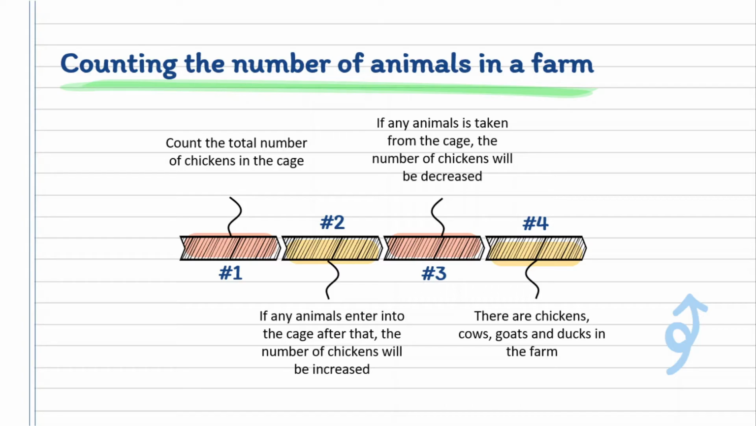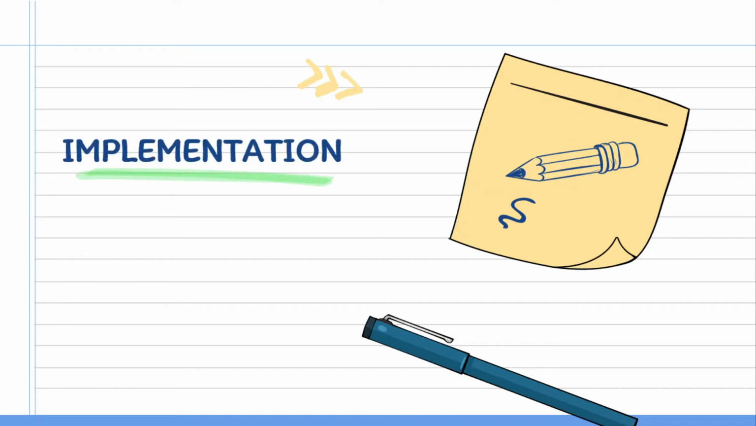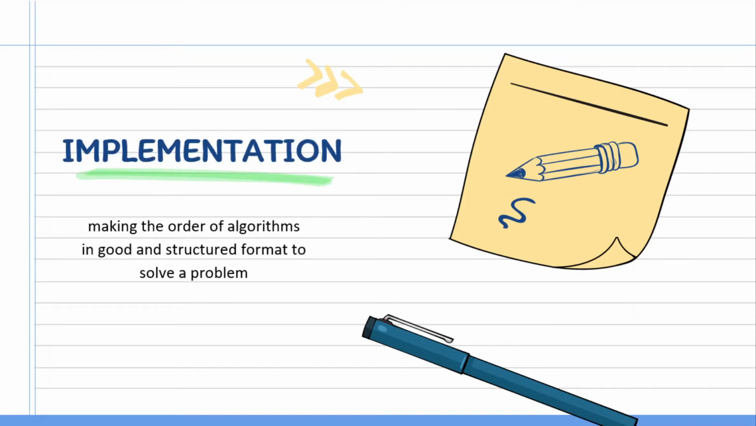As humans, we certainly understand the steps to count the number of animals in a farm. But the problem in programming is how we can make the computer understand step by step that we want to produce the result that we expected. In order to run on a computer, the desired solution step must be in a language that is understood by the computer, which is a computer program. Using the case that has been made before, we can implement the solution. Implementation is making the order of algorithms in a good and structured format to solve a problem.